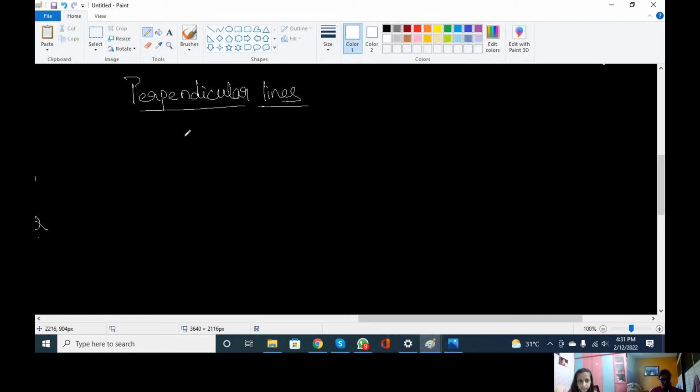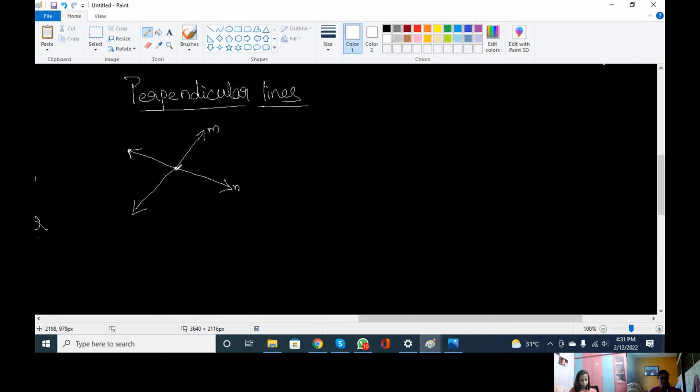Perpendicular lines. We have learnt about intersecting lines. Like two lines intersect at a common point, they make an angle. Like that, if two lines intersect like this, like X, okay, they meet at a point, right? So these are called intersecting lines. This is M, this is N, for example. So these are called intersecting lines. Okay. So now what is perpendicular lines?